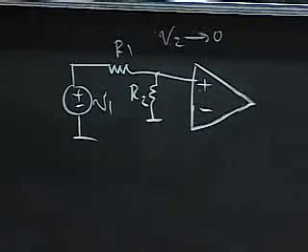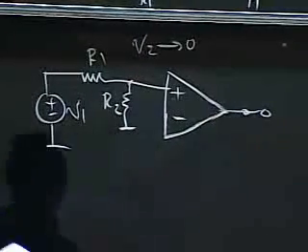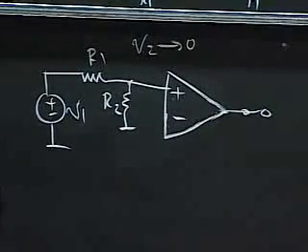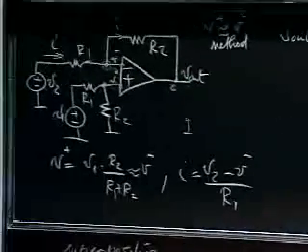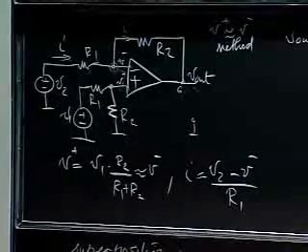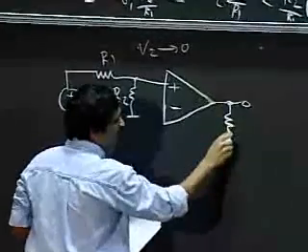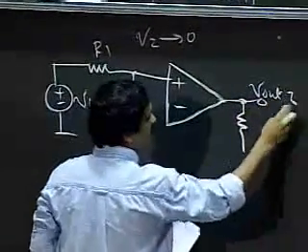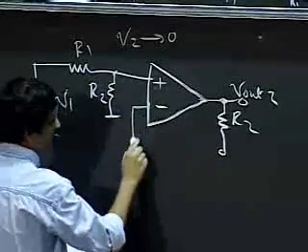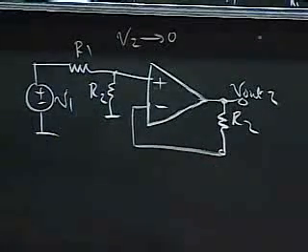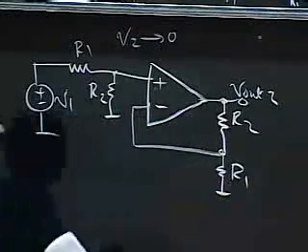Let me short V2 to ground. When I short V2 to ground, what happens is that the tail of R1 here goes to ground, and so it's as if the output V out 2 is connected to the minus input through a resistor. We draw it like this. And the minus input goes through a resistor R1 to ground.